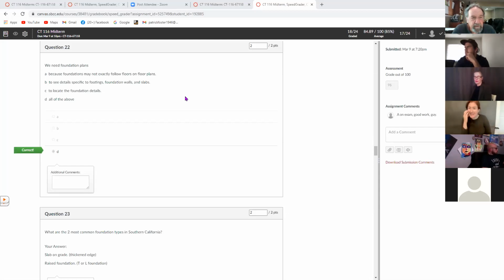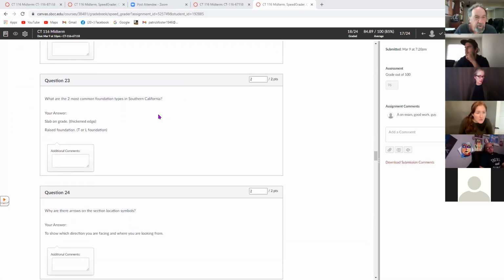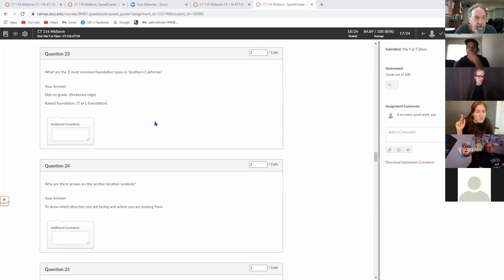And then to locate the foundation detail. So all of the above was the answer to that. Twenty-three, most common, I think everybody got that one right. Slabs and raised foundation.